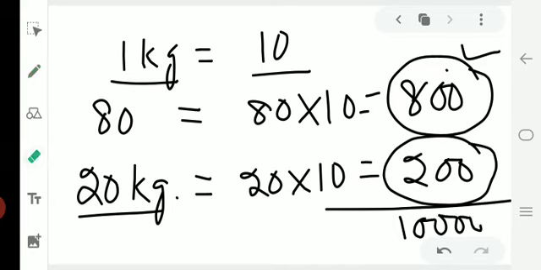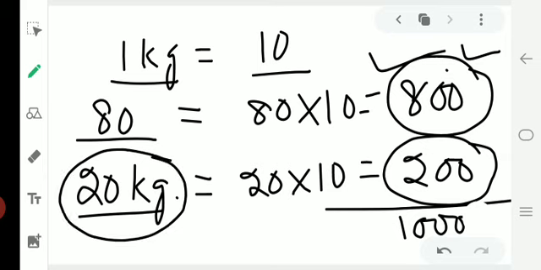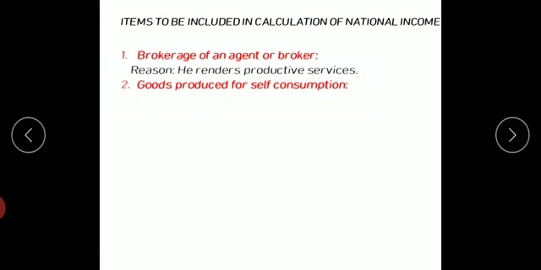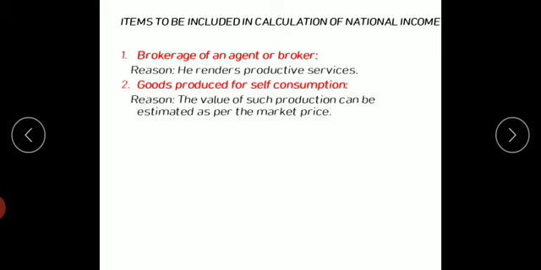Here what I intend to teach you is that whatever is sold in the market, that will be included, but whatever product we keep for ourselves, if the value of the product is calculated at the current market price, then it should be included. It is included. Okay, fine. Right, the reason is the value of such production can be estimated as per the market price.